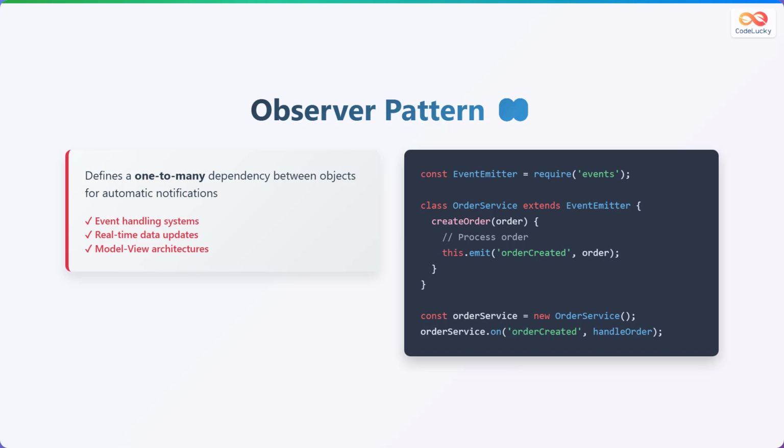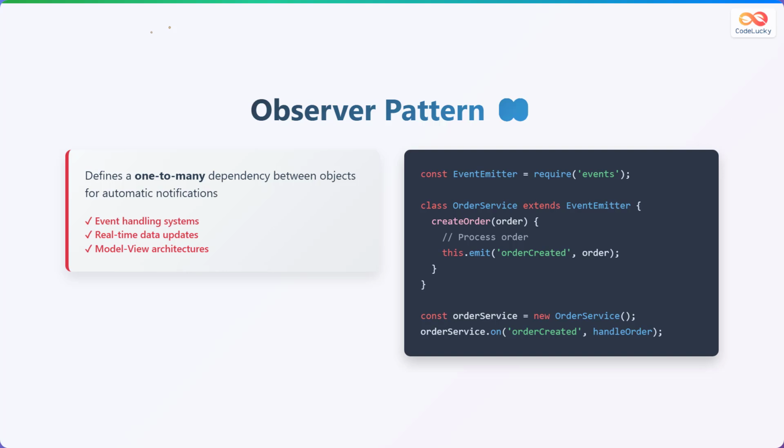The observer pattern defines a one-to-many dependency between objects, so that when one object changes state, all its dependents are notified and updated automatically. This is commonly used in event handling systems, real-time data updates, and model view architectures. Here's an example of implementing the observer pattern in JavaScript using the events module.